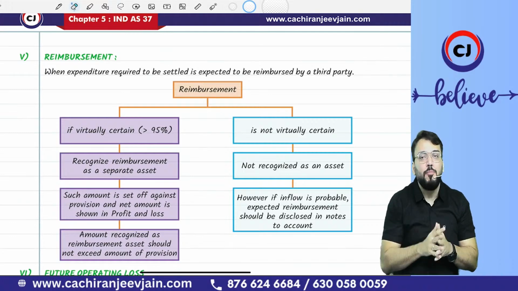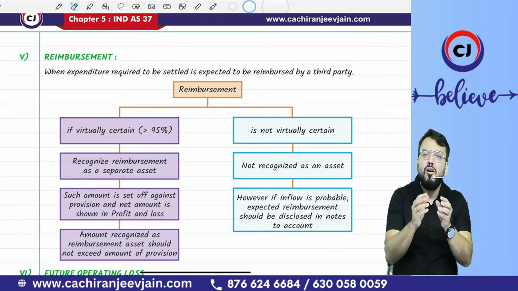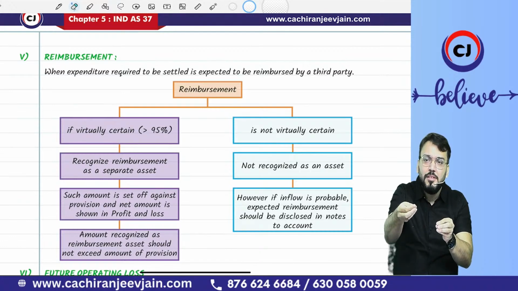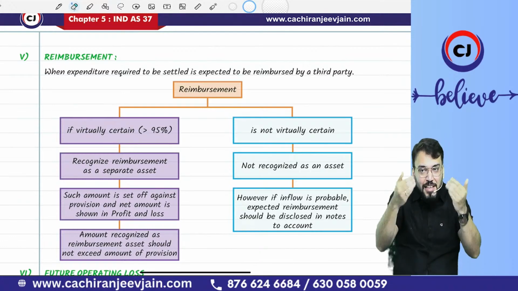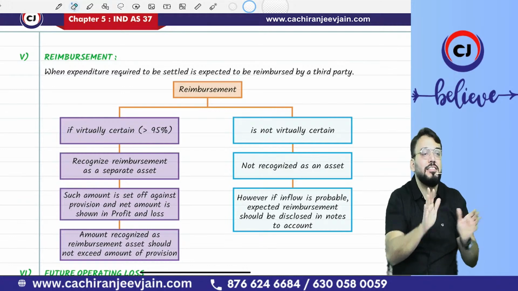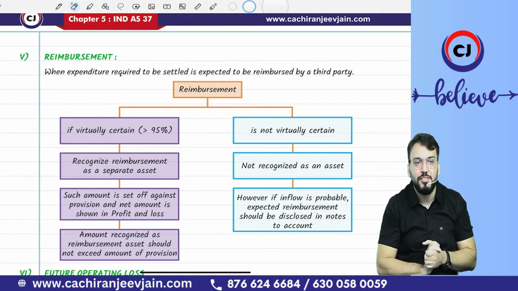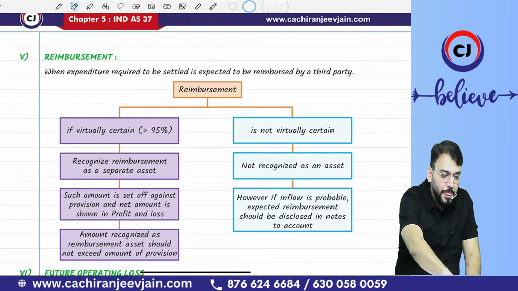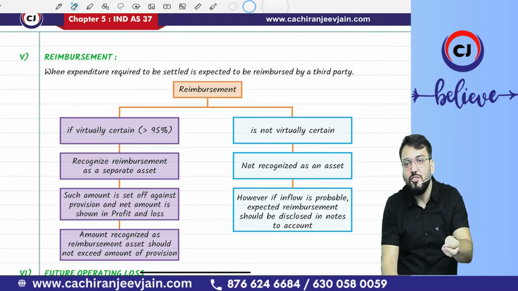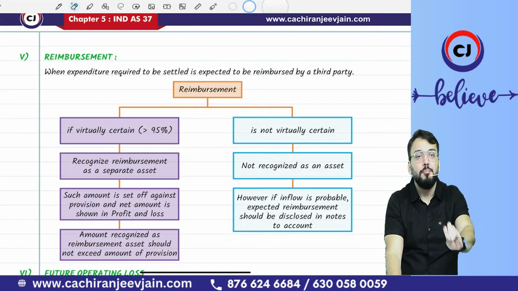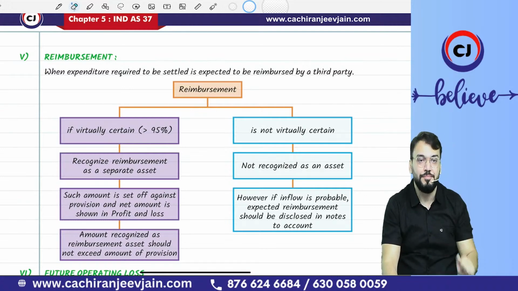Understood? One of the special points is reimbursement. So now I will give you the concept. You need to answer what is given in Ind AS 37. I'll give you one case study to explain this particular concept. So reimbursement means what? The amount of expenditure for which you have created a provision may be reimbursed by a third party.